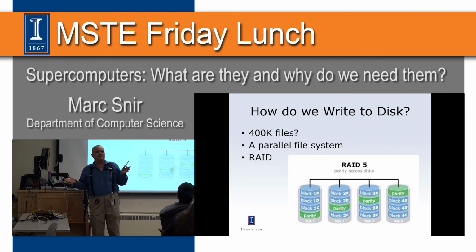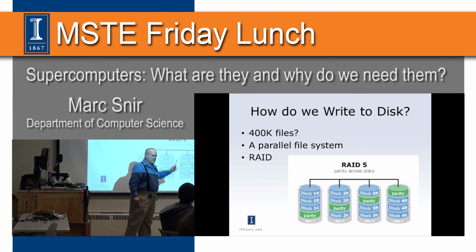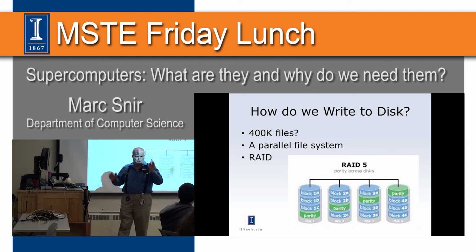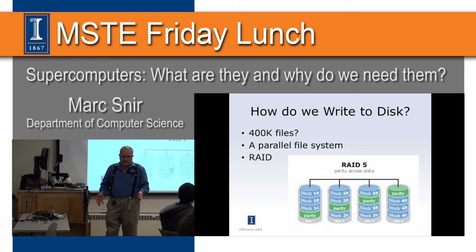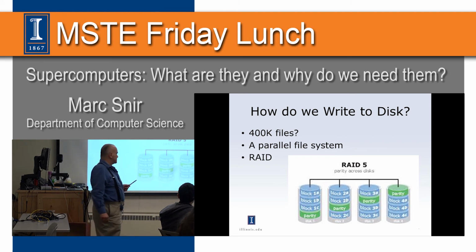How do we write to disk? The simpler answer would be to have a disk for each of the nodes, but then at the end of your simulation, you would have 400,000 files to look at the result, which is problematic. So typically, you have parallel file systems where files can be spread across many disks, so many processors can simultaneously write to one file, which is spread across many disks.